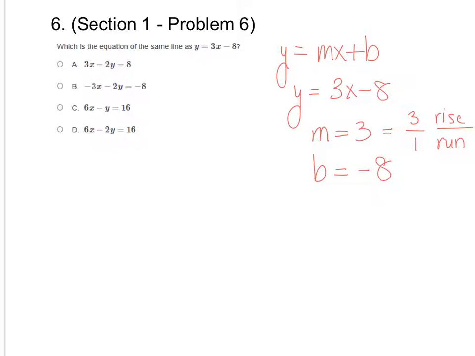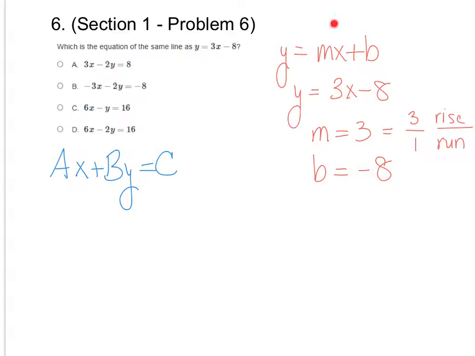So all of these equations that they give us, as you can see, none of them are in slope-intercept form because none of them are solved for y. All of these equations are written in standard form. Standard form is ax plus by is equal to c. It's just another way to write an equation. So you could write it like this, or you could write it like this.